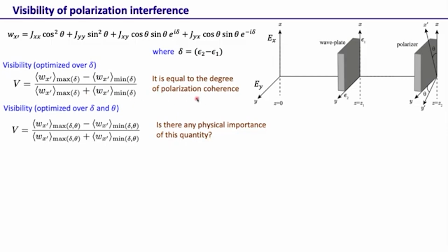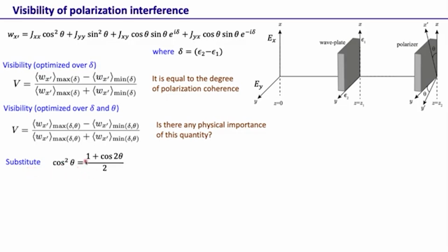Here this visibility equals the degree of polarization coherence, which is the degree of correlation between the field vibrations in these two different directions. So the question is, is there any physical importance of this quantity, this visibility? And that is the question we want to answer today. Okay, so in order to do that, let's substitute these relations.